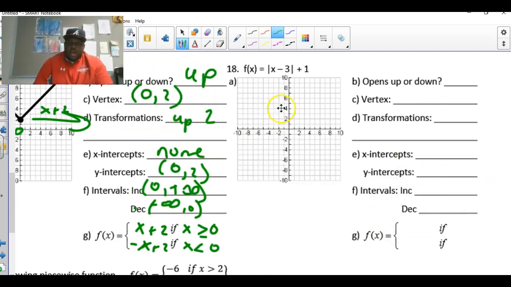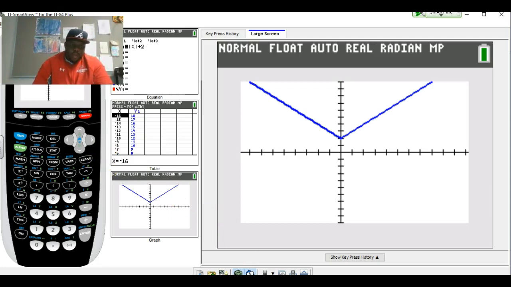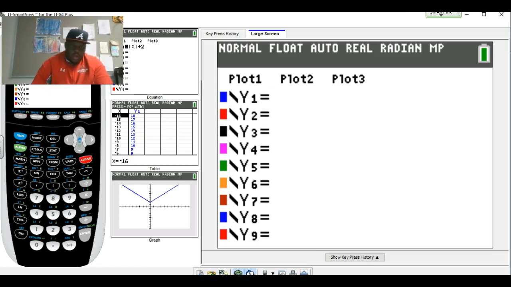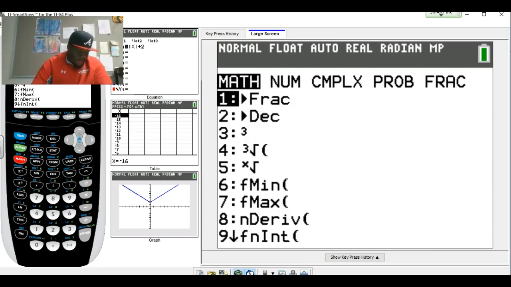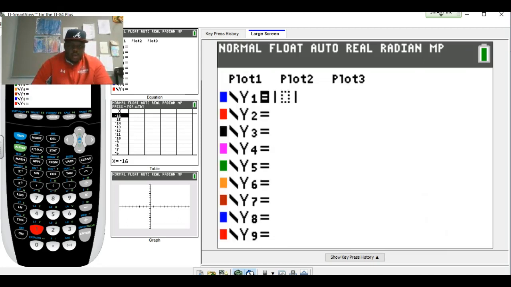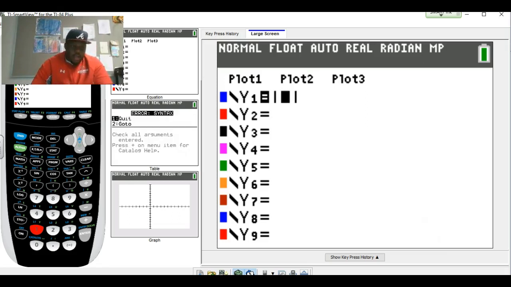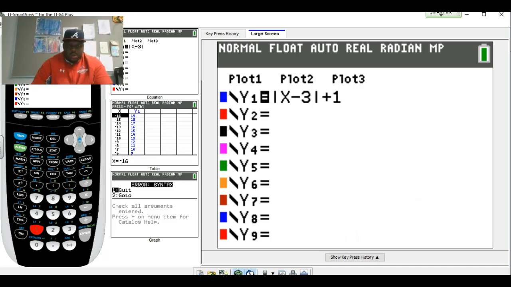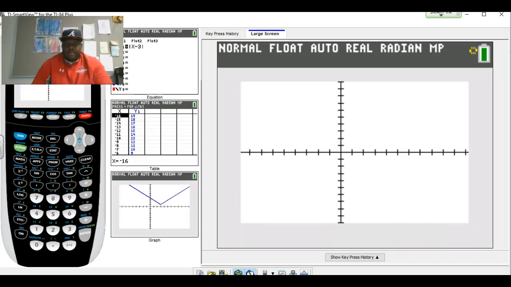All right, number 18, we have absolute value of x minus 3, plus 1. Again, with your calculator, we're going to go to y equals. Again, you press math, and we're going to go over to the number, absolute value, option 1, and we're going to put inside the bracket x minus 3. And then on the outside, we have plus 1. Okay, and then we hit graph.